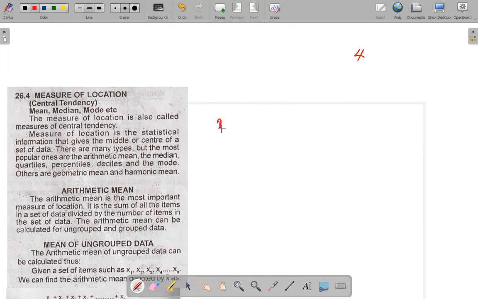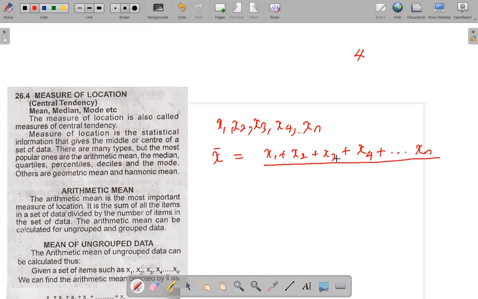What does that mean? If I have S1, S2, S3, S4, to the last one, Sn, the arithmetic mean, which is usually denoted by S bar, will be the sum of these data, S1 plus S2 plus S3 plus S4 plus down to the last data in the set, then divided by how many of them I have. Let me represent that with N, since I don't know the actual number of data, up to the last one, which I denoted Sn. So the summation of all the items that make up the data divided by the number of items in the data is what we call the arithmetic mean of that data.